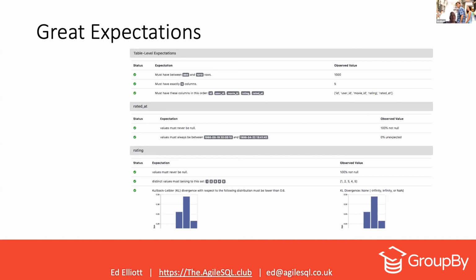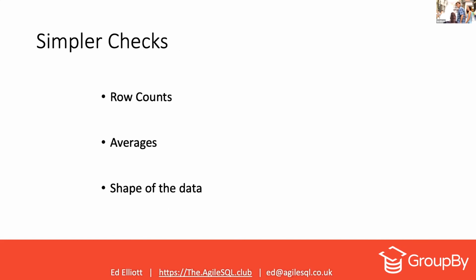It's a critical mistake. So having this ability to apply a set of expectations over your data, this is how it looks, really gives a lot of confidence about the correctness of the data. That's a really good thing we can do. If you can't use something like Great Expectations, there are simple things you can do. You can check your row counts, check your averages, check the shape of the data, and these are checks you should be doing for all of your pipelines.